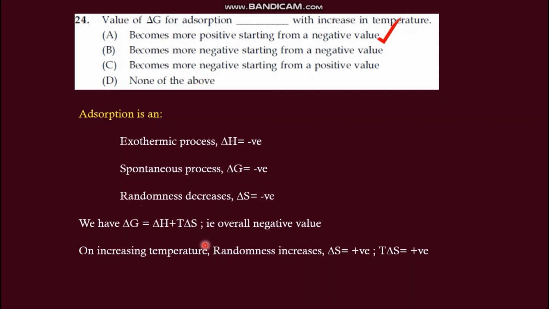First, initially it was a negative value, but when we are increasing the temperature, randomness increases, so delta S will be a positive value, so T delta S will be a more positive value, and a negative value plus a positive value will be either positive or negative, depending on which value is more. So when the temperature increases, the overall value, this T delta S will be more positive. So it will become more positive starting from a negative value.